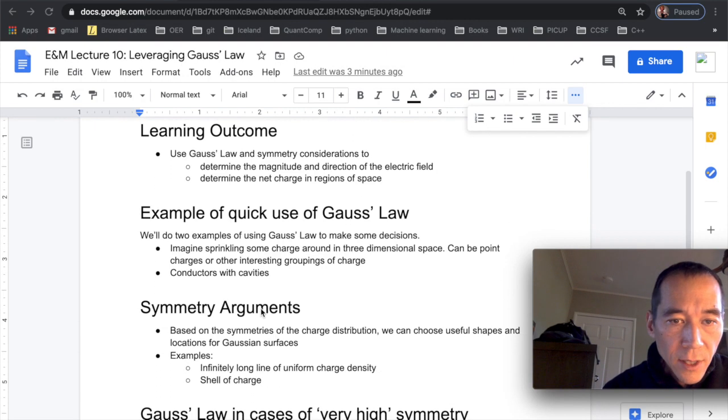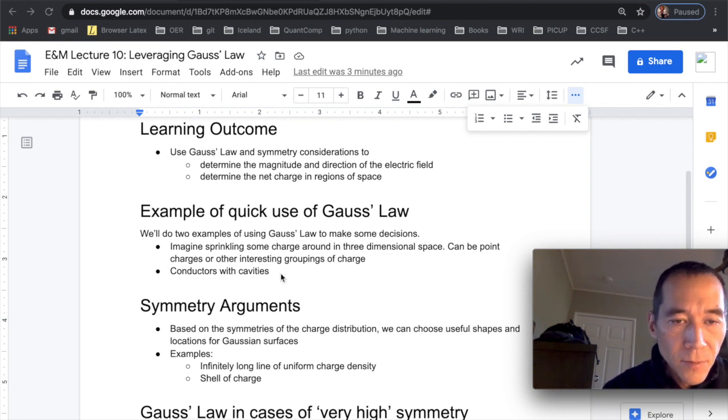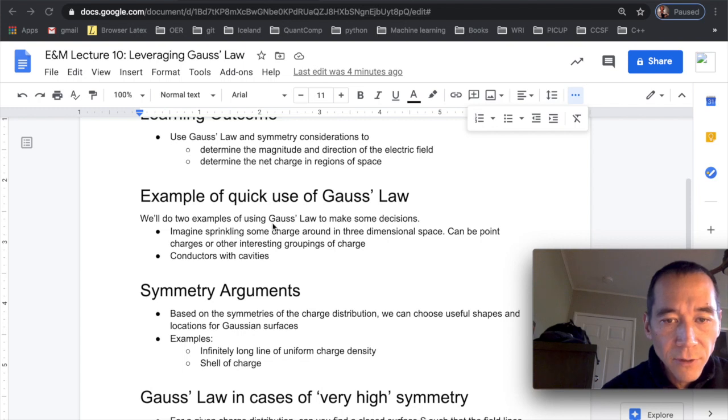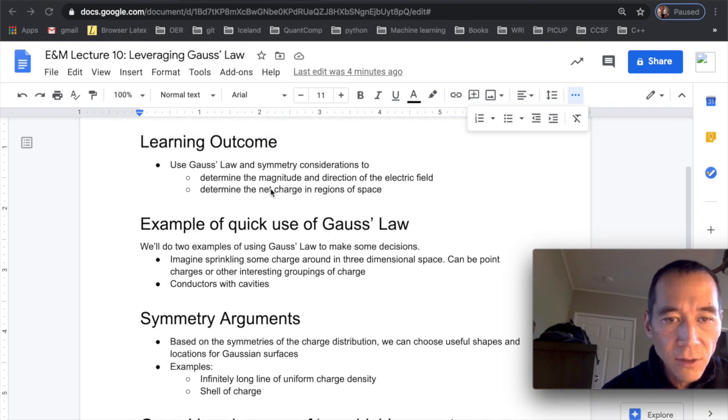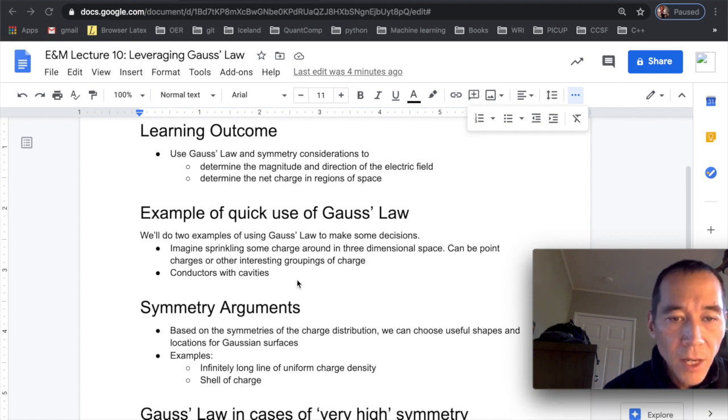So this lecture will start with an example that'll feel kind of random, but it shows some aspect of the power of Gauss's law. We're going to do two examples of using Gauss's law to make some decisions related to these two points up here in the learning outcome.